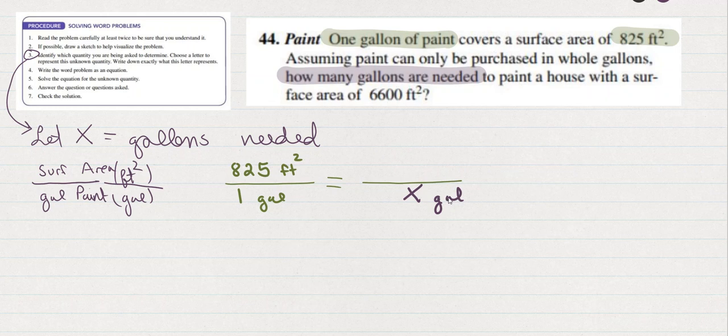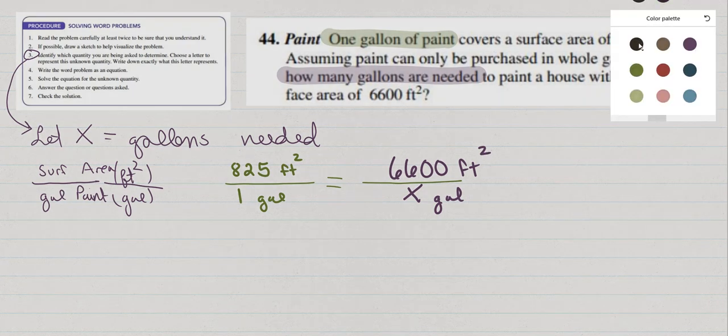How many gallons are needed to paint a house with a surface area of 6,600 square feet? And that's the hard part of this problem. If you can get it set up, then the rest will probably be pretty easy with algebra. You certainly want to use a calculator for this, but it's not a challenging algebra equation from here.